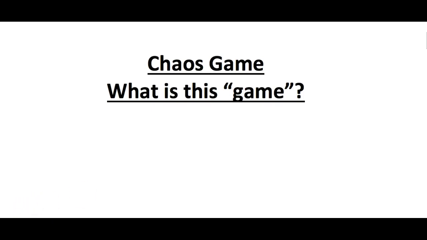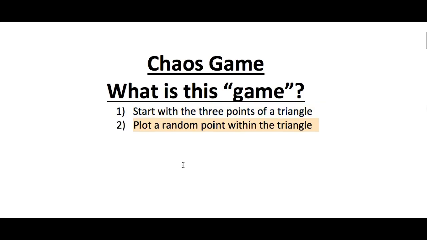but I want to do the background first. So the game is to start with 3 points of a triangle. And then what you want to do is plant a random point within the triangle. And then we're going to assign one of the points a 1 and a 2. And so we're going to roll a die and see which one we're going to select.